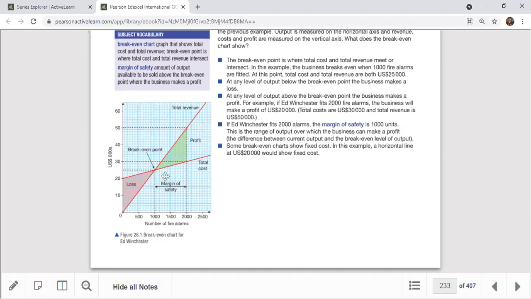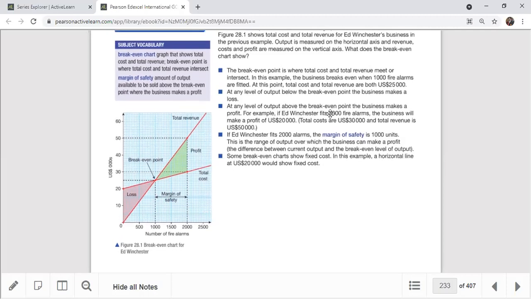Amount of output available to be sold above the break-even point, where the business makes a profit. From the break-even chart, you can see 5 points that it shows. Number one, we can find out the break-even point, right? That's a very important advantage of the break-even chart. Break-even in this case is 1,000 fire alarms.